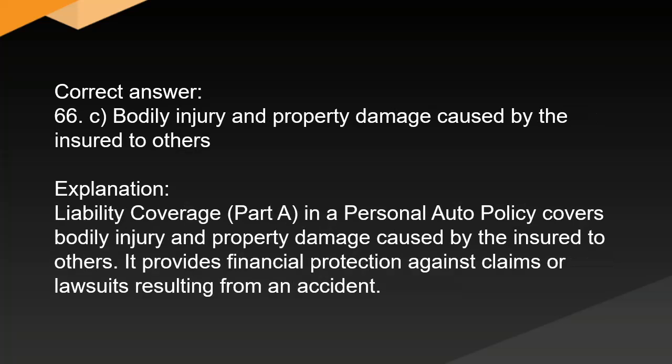Correct answer. C. Bodily injury and property damage caused by the insured to others. Explanation. Liability coverage, Part A, in a personal auto policy covers bodily injury and property damage caused by the insured to others. It provides financial protection against claims or lawsuits resulting from an accident.